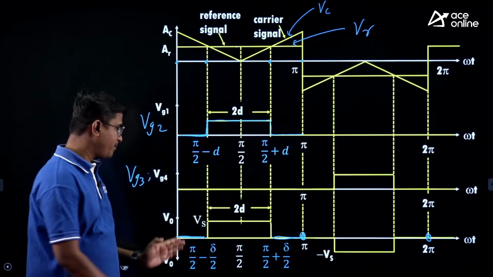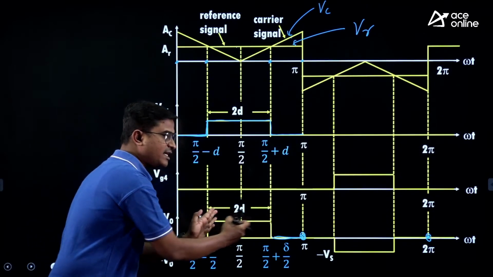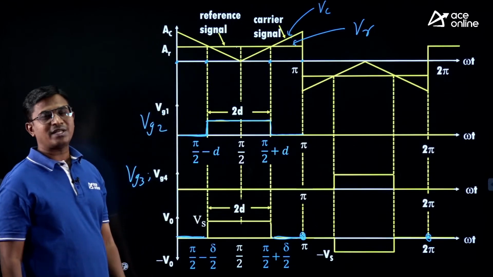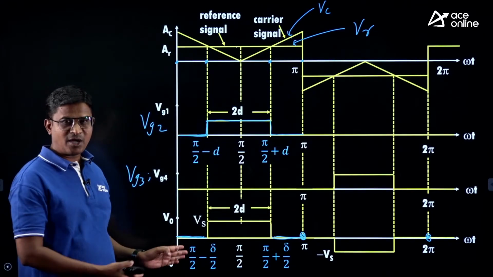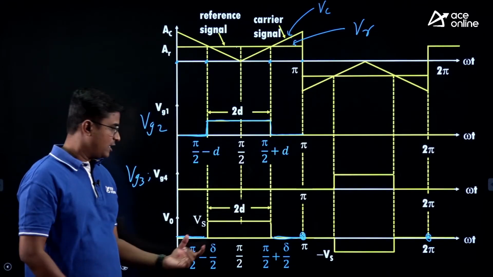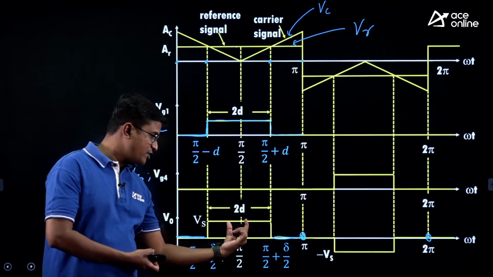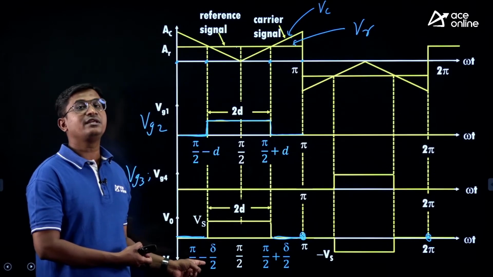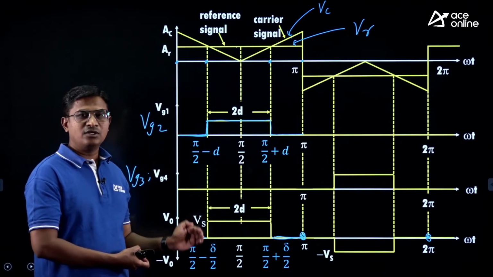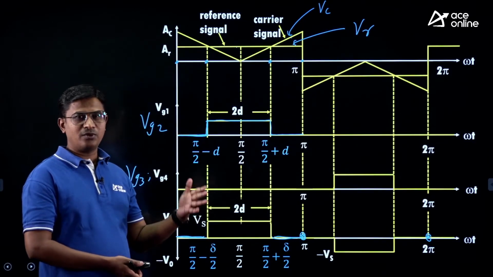Now tell me, if the pulse width of my output voltage changes, whether my output voltage RMS value will change? Definitely my RMS value will change, right? If pulse width reduces, my output voltage will decrease. If pulse width increases, my output voltage will increase. Okay, so that's why it is used for voltage control.